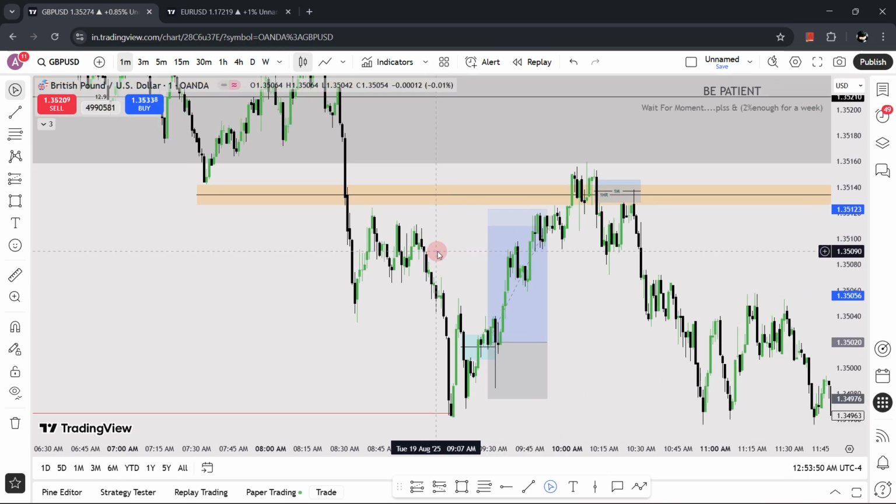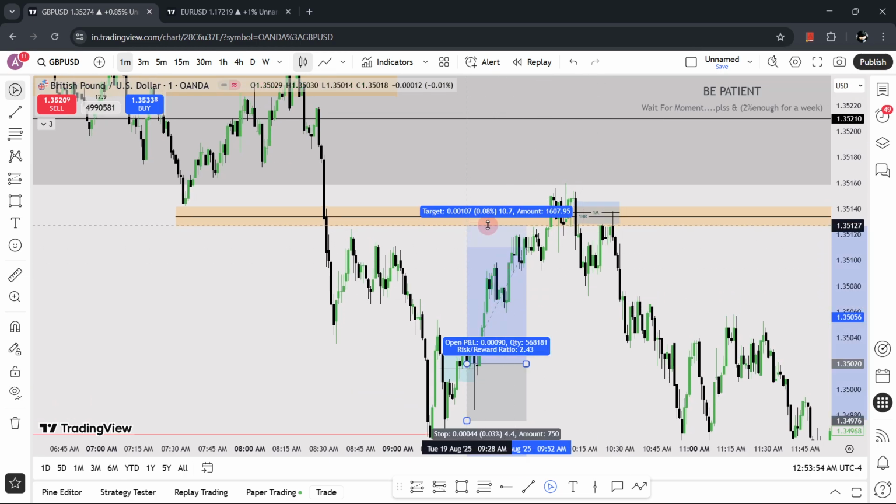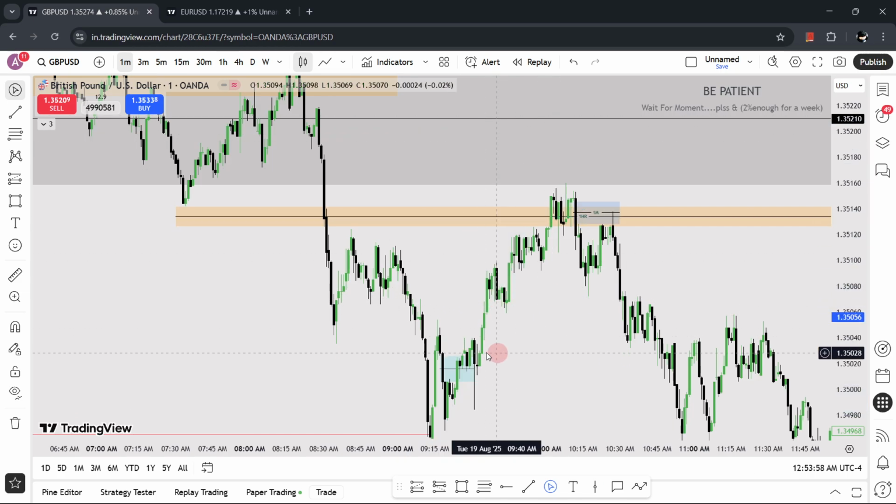So I should have exited from at least one of these fair value gap prices. Next is something that you should actually take, but this is something that I actually didn't take.